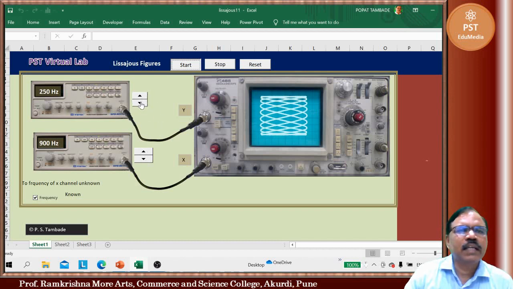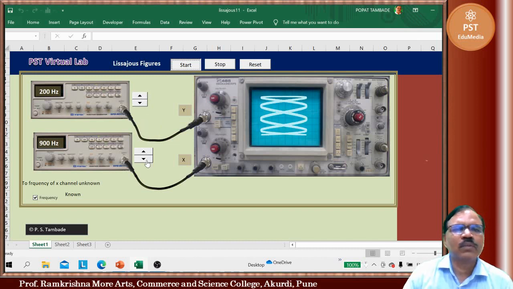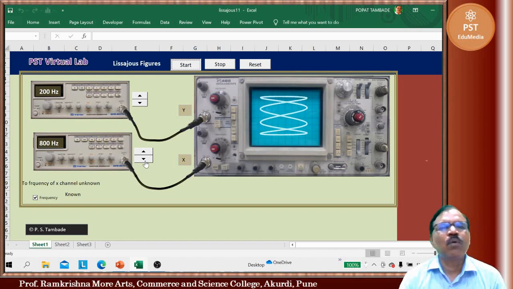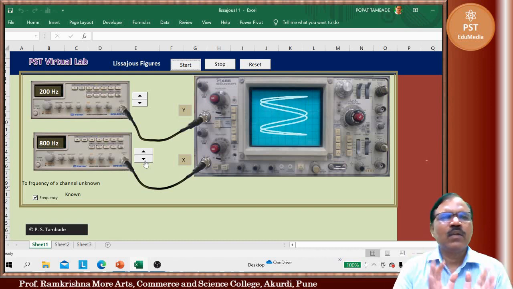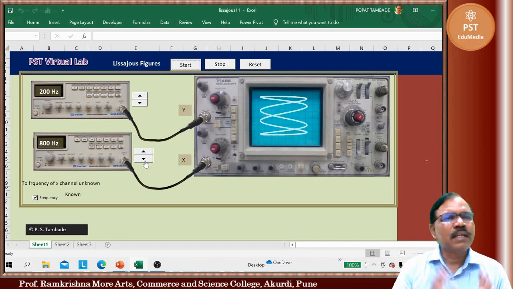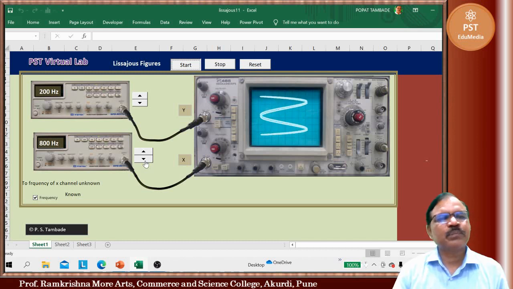Suppose we take this as 200. Now see here. So we will get 4 loops. The ratio is 8/2, so 4:1. You will get 4 loops. So in this way, you can demonstrate Lissajous figures. The Lissajous figure is decided by the frequency ratio and phase difference.